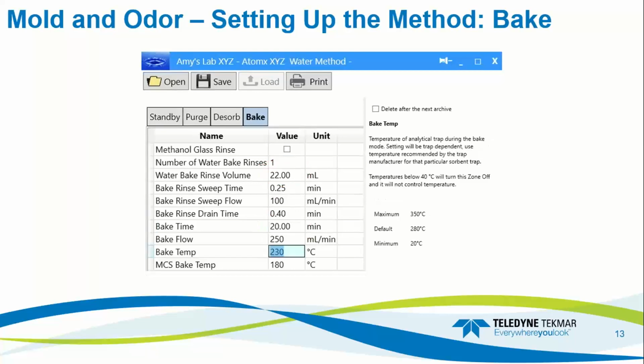Same bake tab, but these are the 10X trap method parameters. So it would be a different bake temperature so that the trapping material doesn't degrade.